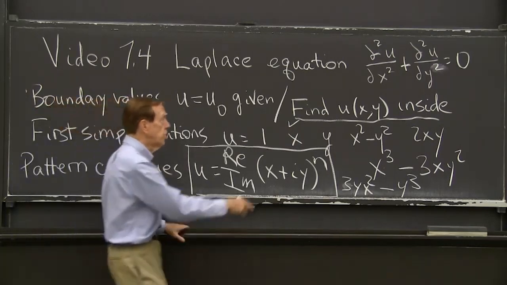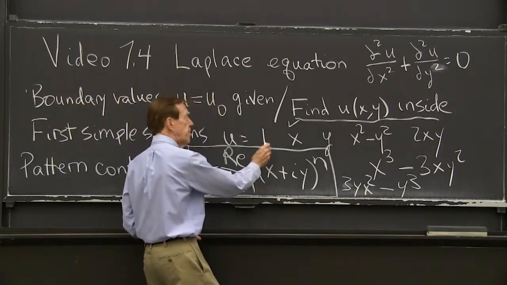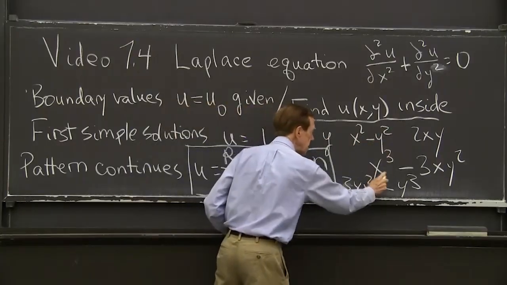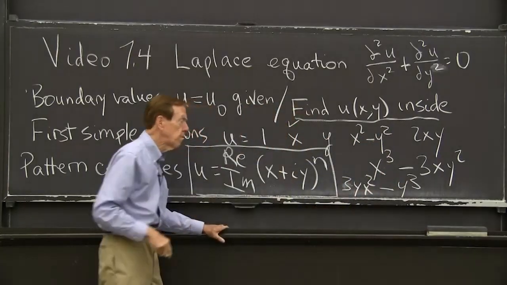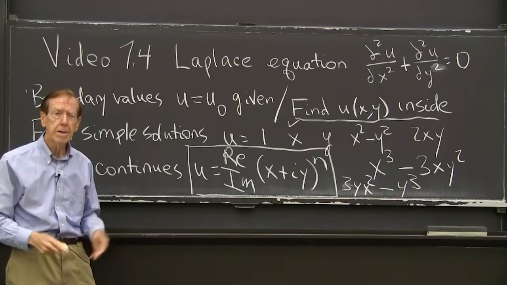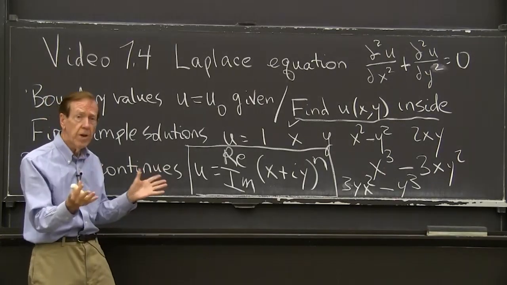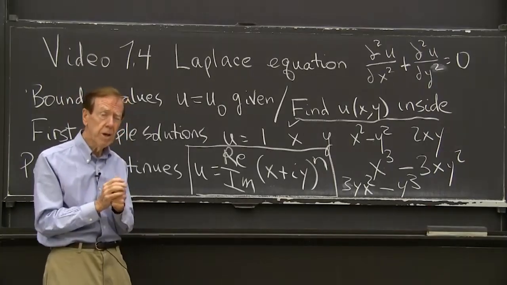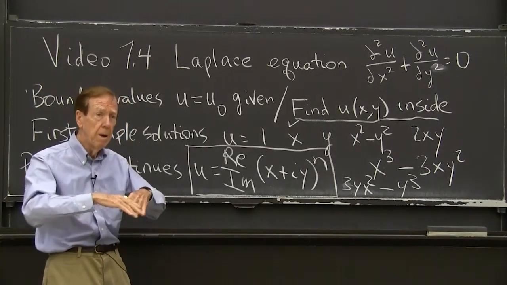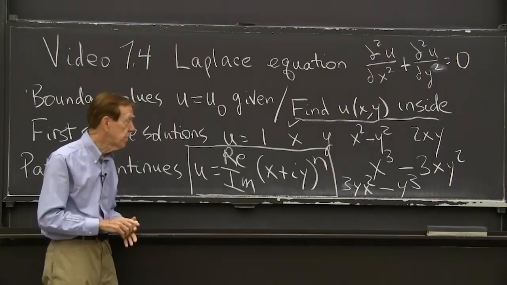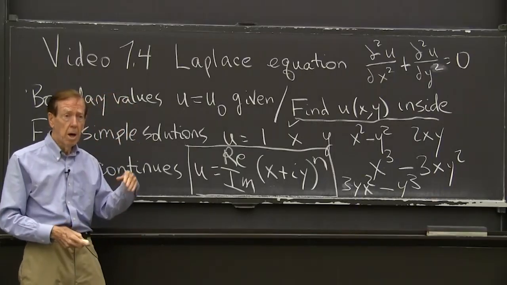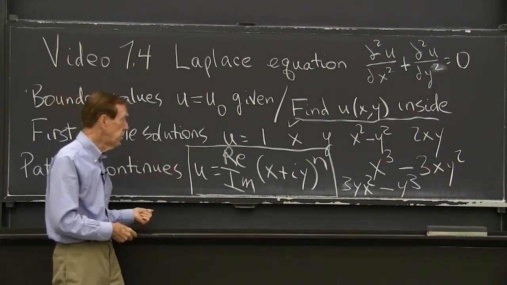My final solution, u, will be a combination of this and all the others for higher n. That's going to be my solution. And I will need that infinite family. See, in partial differential equations, we move up to an infinite family of solutions instead of just a couple of null solutions.